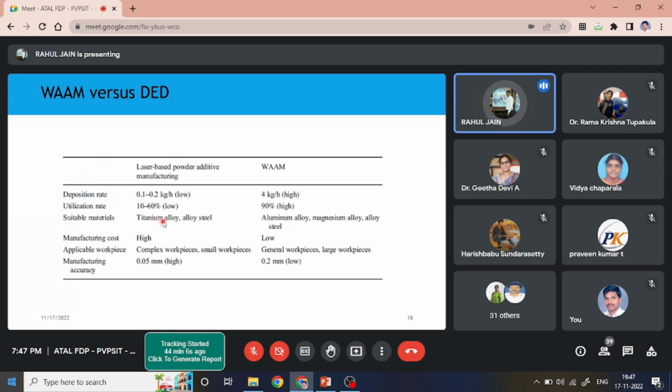Suitable material: it can be used for titanium alloy steel. It can also be used for almost all kinds of material. The manufacturing cost is very high, right? Because it is very complicated. I mean, the capital cost of the equipment is high.